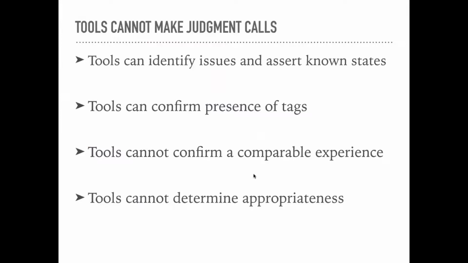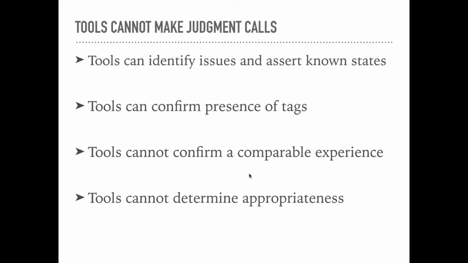All right, so to kind of summarize from this, I also want to say these tools are great. They're very helpful. But the key piece I always want to mention is that tools cannot make judgment calls. Okay? They can identify issues and they can assert known states. They can confirm the presence of tags, but they cannot confirm whether or not a disabled user will be receiving a comparable experience to a normative user. That has to be done with actual interaction. It has to be done with specific insights and consideration.